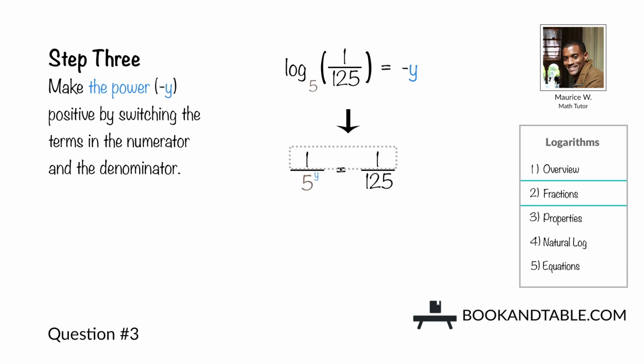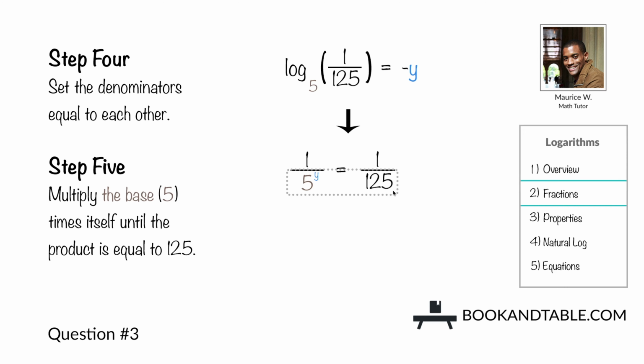And we see that our numerators are equal to each other, 1 is equal to 1. And our denominators are equal to each other, 5 to a power of y is equal to 125. So step 4, we are going to set our denominators equal to each other, giving us 5 to a power of y is equal to 125.